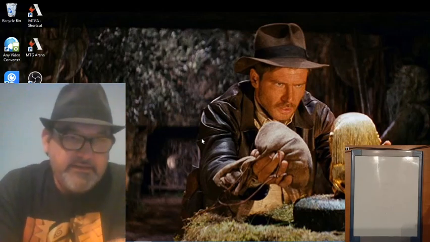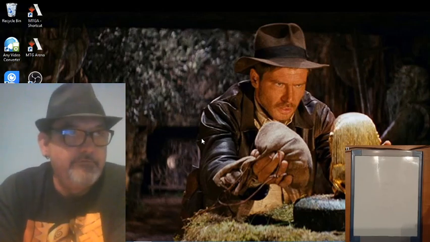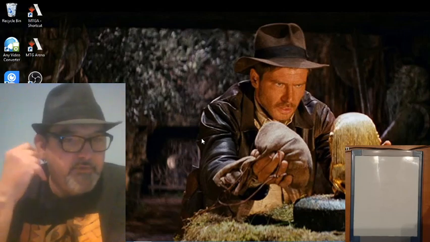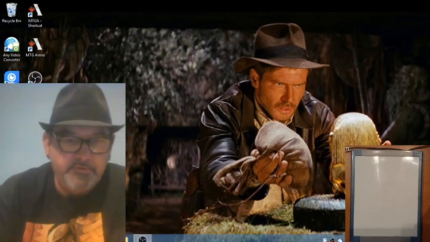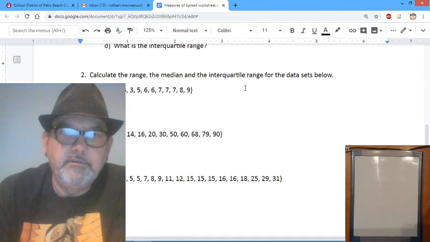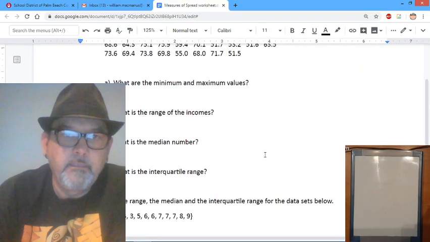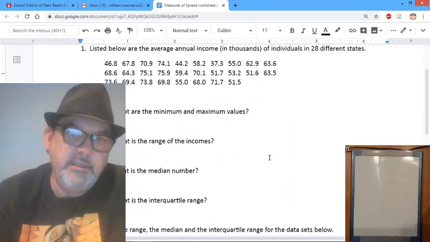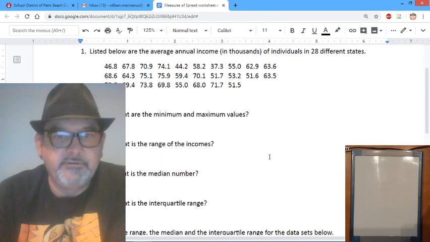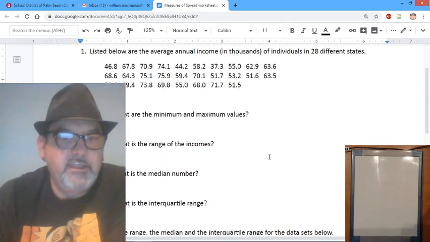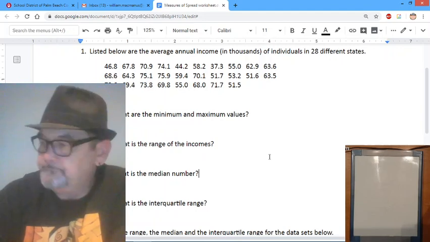So, pretty short today, guys. All I want to really do is go over the worksheet that I gave you yesterday on spread. So, let's pull that up here. There we go. And there it was. So you had three sets of numbers that I wanted you guys to find the range and the interquartile range and the median.